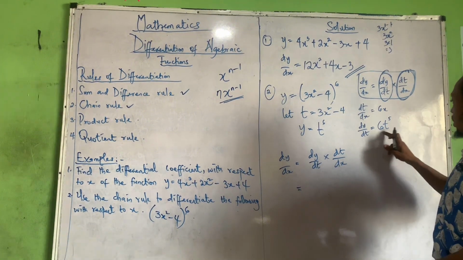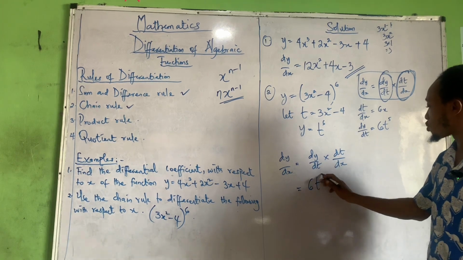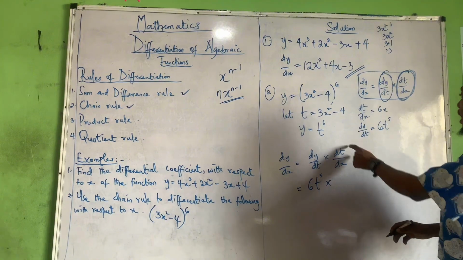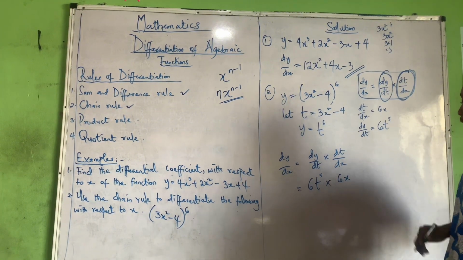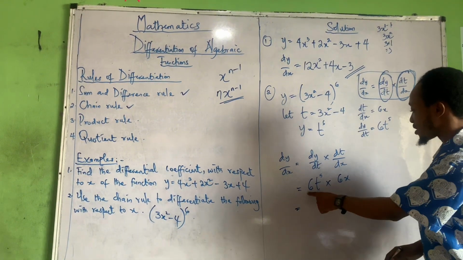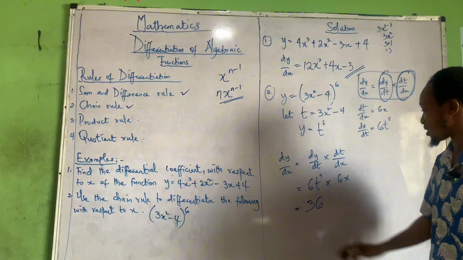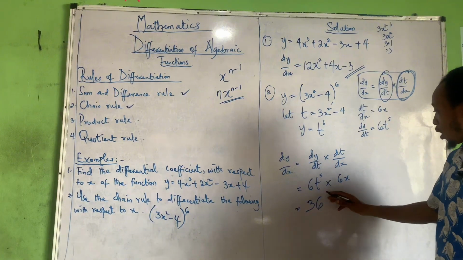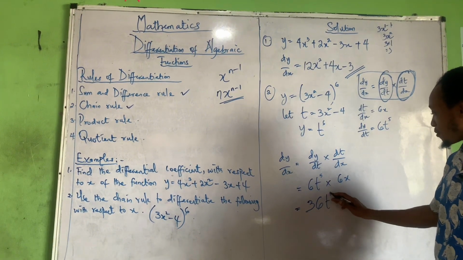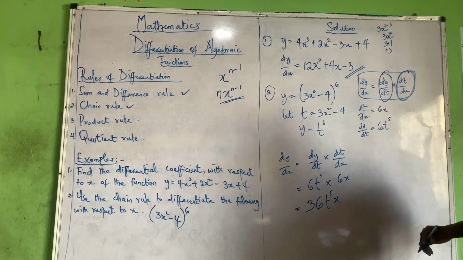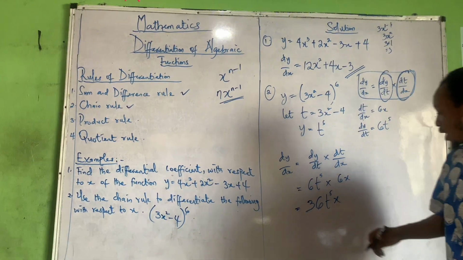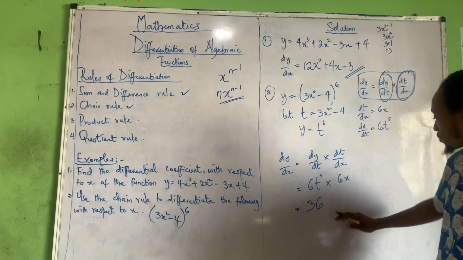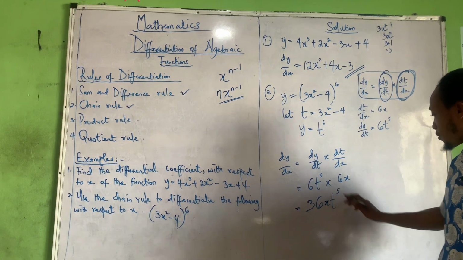So what is dy dt? dy dt is 6t to the power of 5. That's dy dt, times dt dx, which is 6x. So at the end of the day, we have 6 times 6, which is 36. 6 times 6 is 36. Then t raised to the power 5, then x. At the end of the day, we can't leave it like this. Let's put x first, then t raised to the power 5.